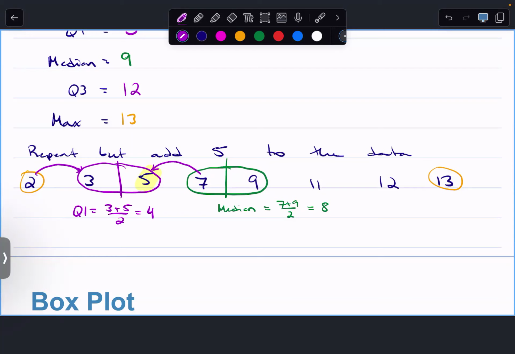And on the same, Q3 must be 11 plus 12 divided by 2. I'm gonna go with 11 and a half.